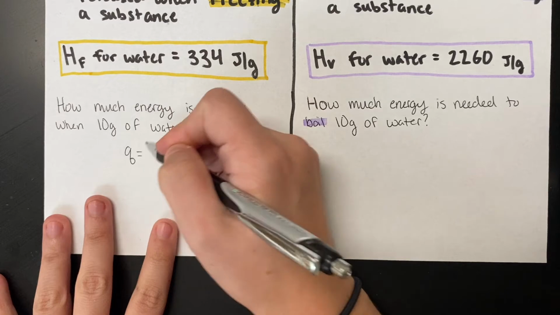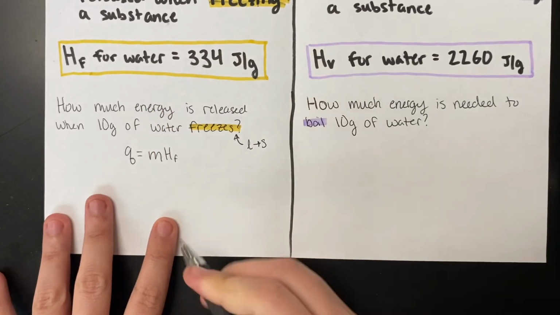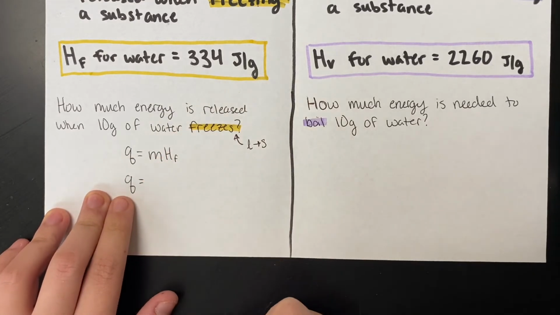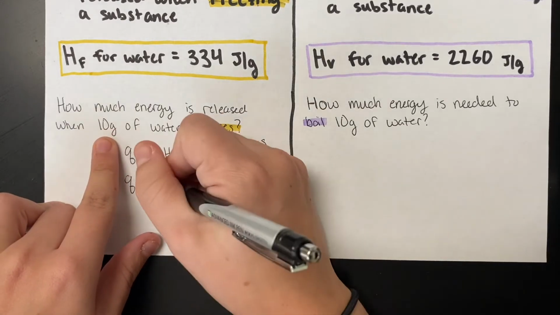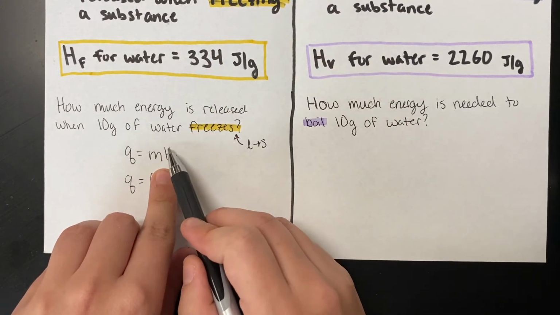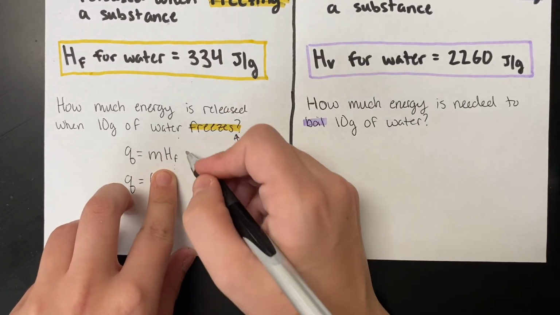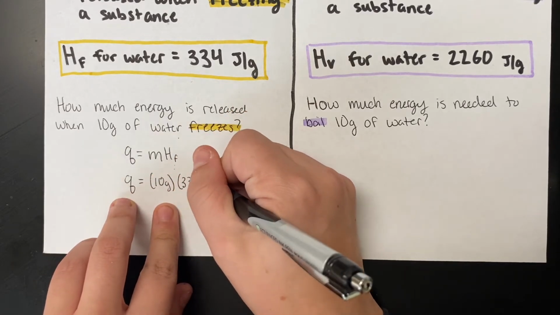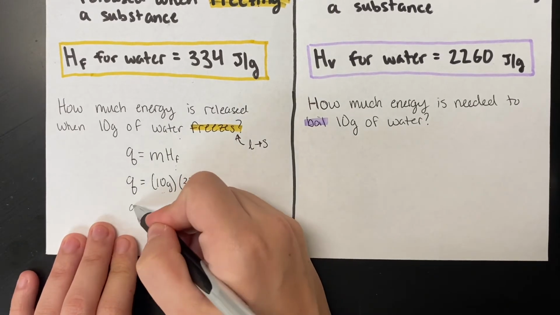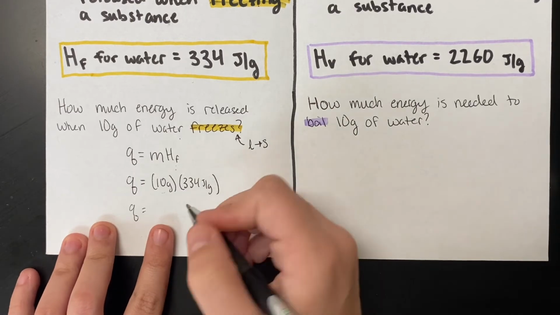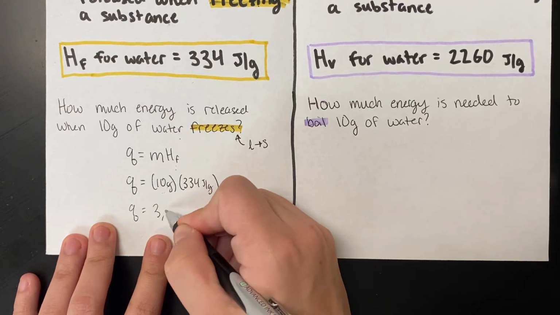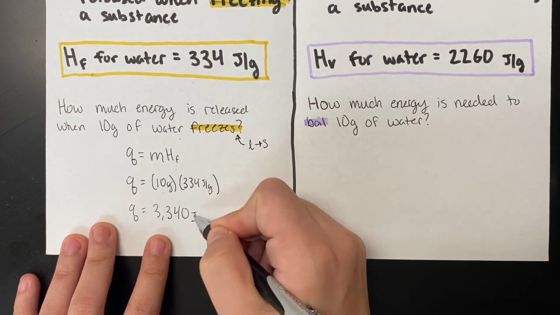So we have Q is equal to mHF. Q is our energy. That's what we're going to be looking for, so I'm going to leave that as Q. M is our mass, which in this case is 10 grams. And HF is our heat of fusion. Again, this is water, so we are going to use the heat of fusion for water, which is 334 joules per gram. So all we have to do is work this out to solve for Q. Q is going to be 10 times 334. Those gram units cancel out, so that leaves us with 3,340 joules.